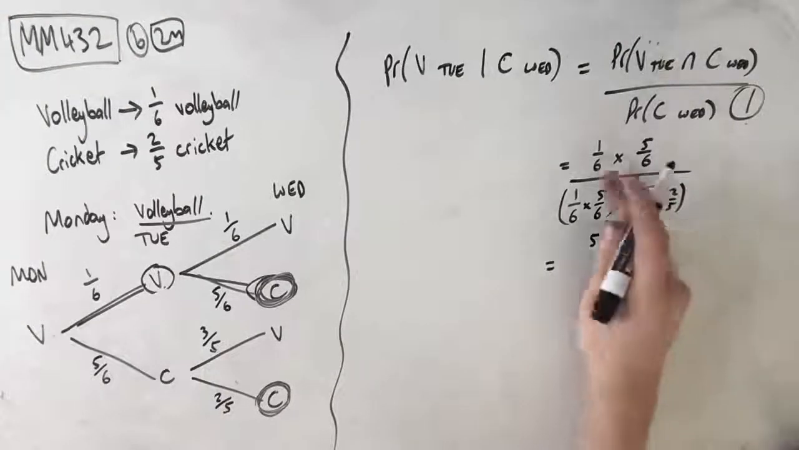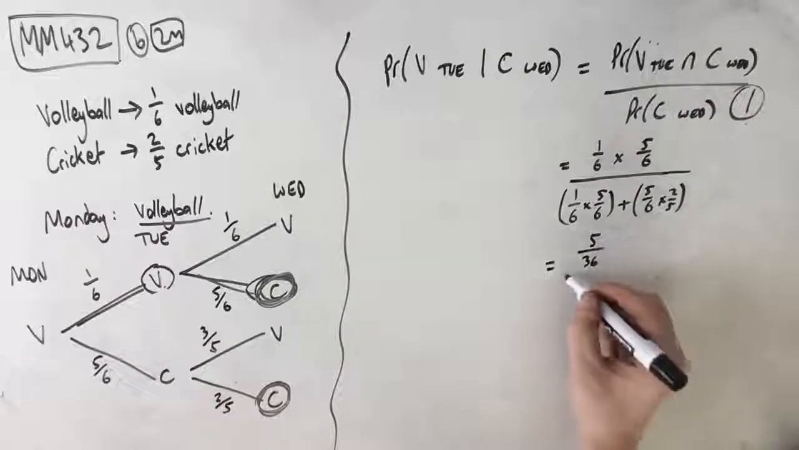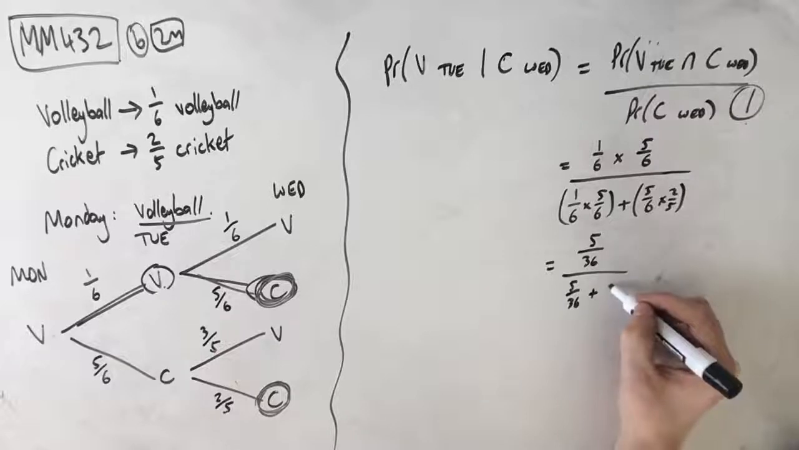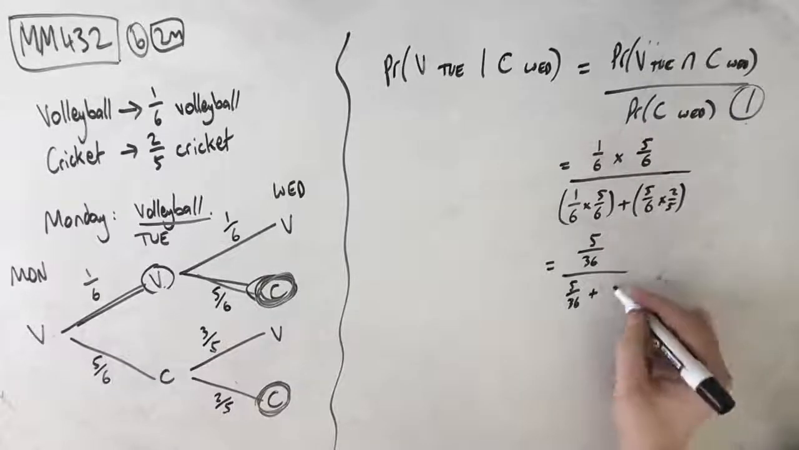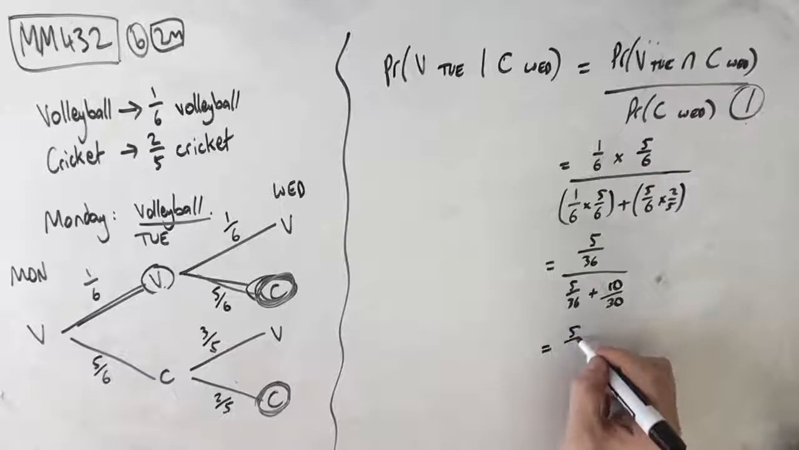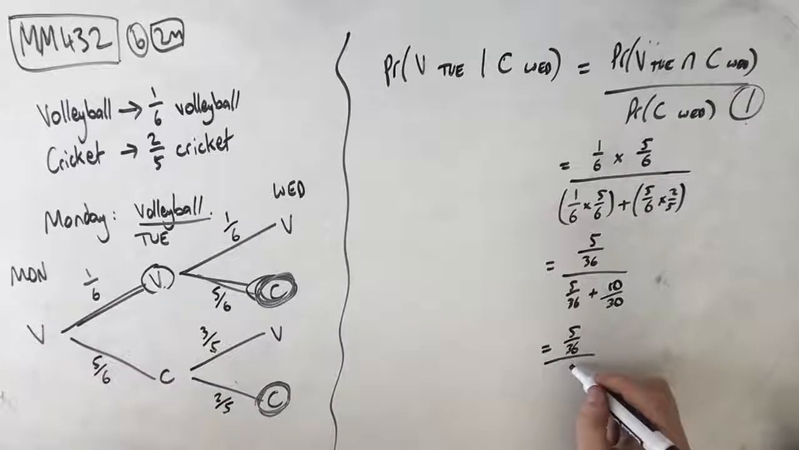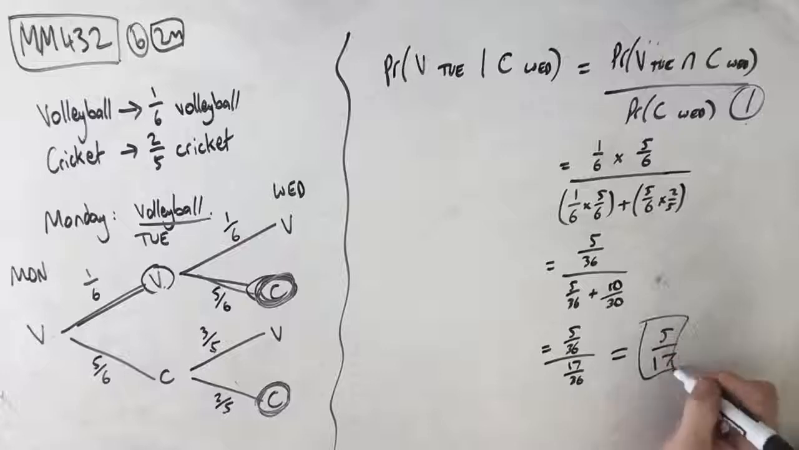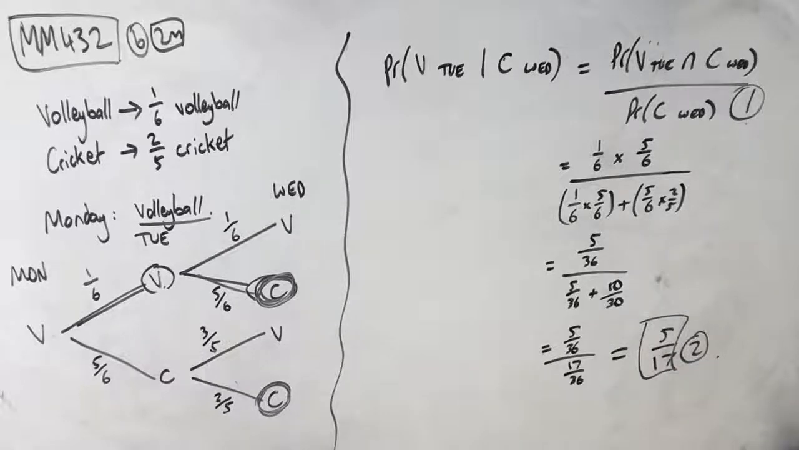So 1 on 6 times 5 on 6 is 5 in 36, over 5 in 36 plus 10 on 30. And then this is equal to 5 in 36 over 17 in 36, which is equal to 5 on 17. And that is our second and final mark for part B, guys. I know this is a bit confusing. Let me know if you have any questions about it and I'll answer them as quickly as possible. But otherwise, let's move on to part C.